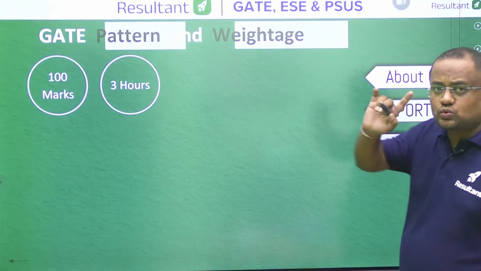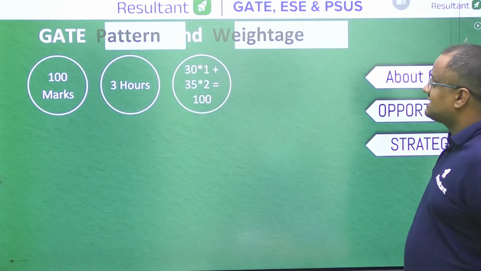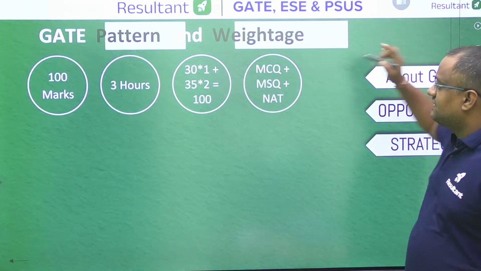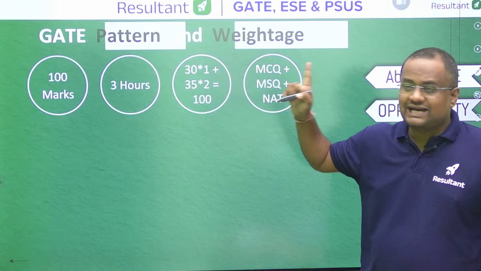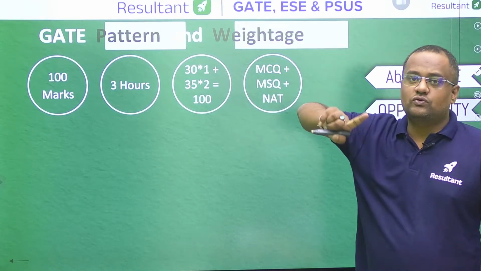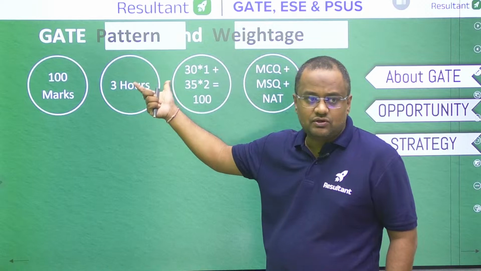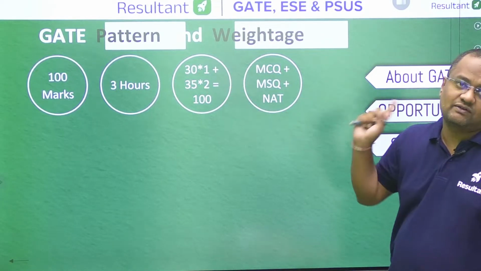It occurs once in a year in the month of February. The duration of the exam is 3 hours. It is an online exam. Total number of questions are 65, out of which 30 questions are 1 mark, 35 questions are of 2 marks. I repeat, out of the 65 questions in this online examination, which is of 100 marks, time duration is 3 hours. Out of 65 questions total, 30 questions are of 1 mark, 35 questions of 2 marks.